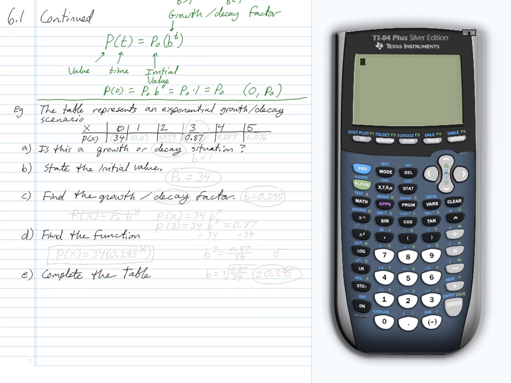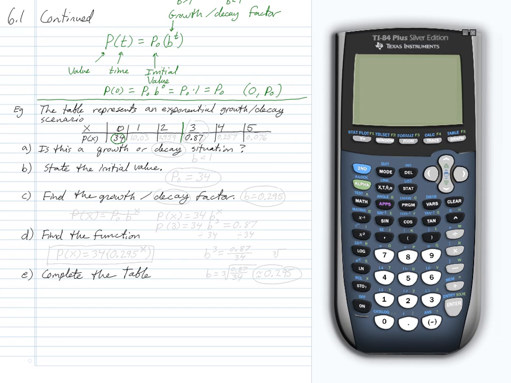Suppose we have a data set here representing a population or an amount over time. Here we're letting time be represented by x, or maybe x doesn't represent time. This is some other type of exponential situation. So the first thing we would like to do is determine, is this going to be a growth or decay model?